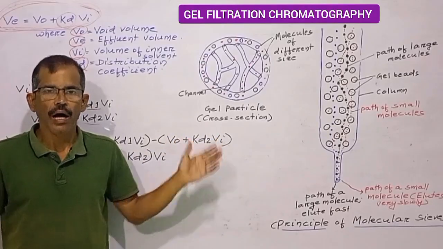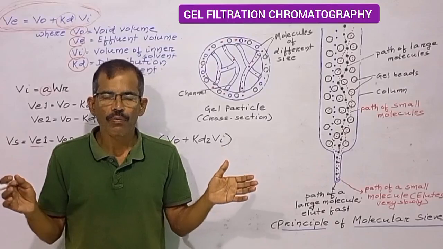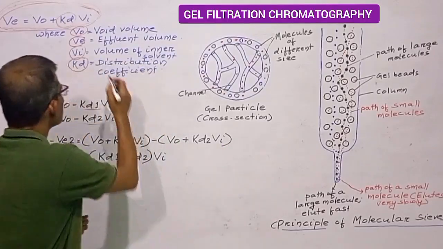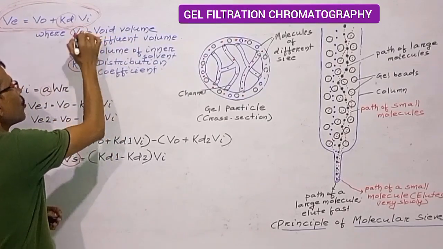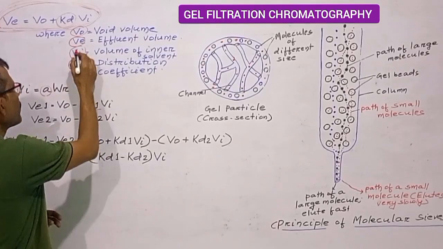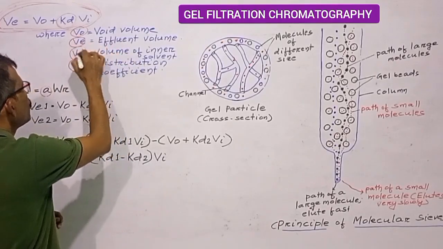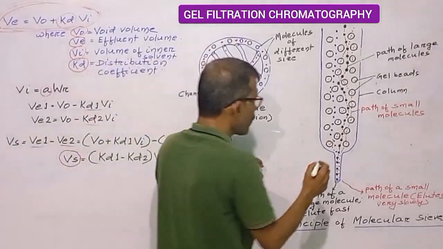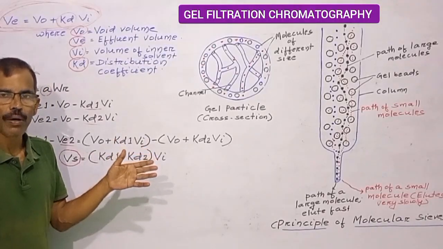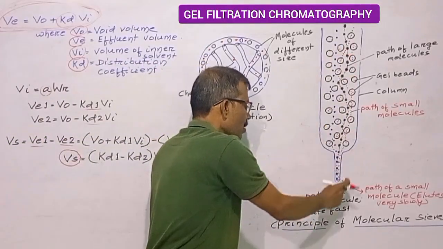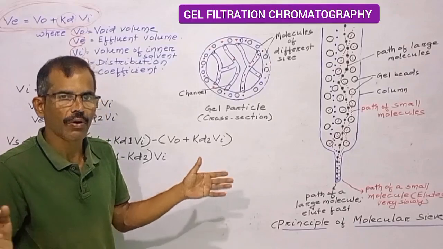Now let us discuss how gel filtration chromatography is used for the determination of relative molecular weight. This equation represents the mathematical relationship between the void volume Vo, the volume of the inner solvent Vi, the distribution coefficient Kd and the effluent volume Ve. The volume of the solvent surrounding the gel beads is the void volume, and the total volume of the solvent that has passed through the column when a substance appears in the effluent is known as the effluent volume.